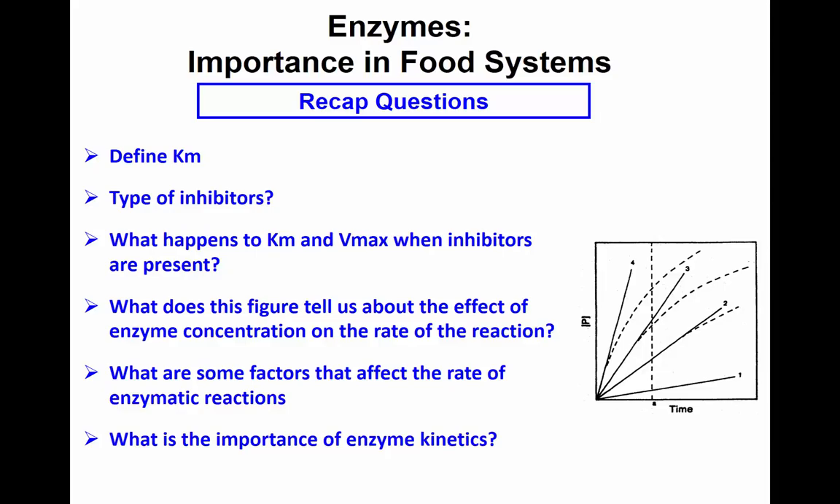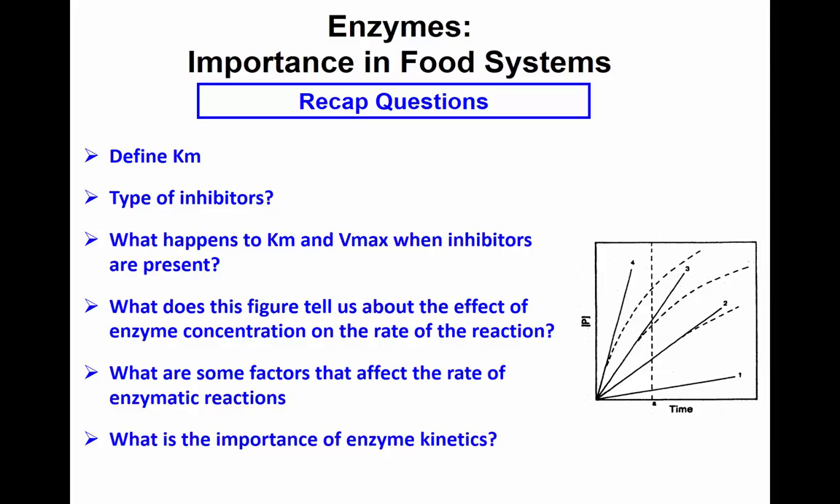What are types of inhibitors? Can you list the types of inhibitors? Competitive inhibitors. So, are they reversible or irreversible? Reversible. Other than competitive inhibitors, we have uncompetitive and non-competitive. So, three types.